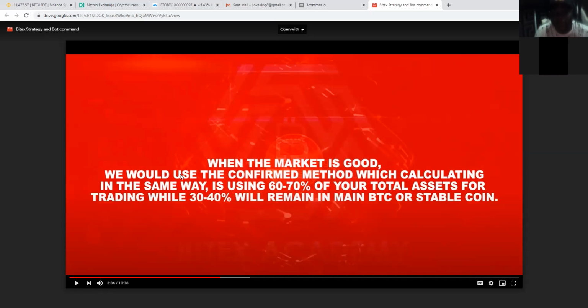When the market is good, I will use this method, the confirmed method. You can decide to use whatever you like. But we are trying to tell you that if the market changes, you can also change. This thing is not just the best; you have to try it to see whether it's working for you or not. Are you understanding my point now?